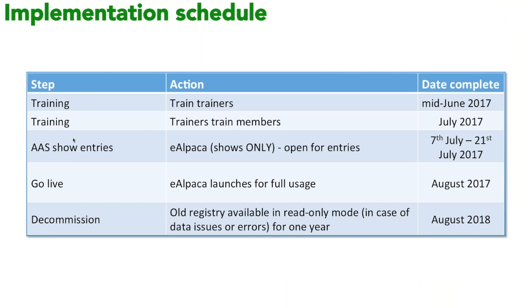In terms of the schedule that we're working towards, we're doing the train the trainer right now. And what we're hoping, as I mentioned earlier, is that you will be able to run a training session with your region in July. And that's just going to prepare people for the go live process in August. In the meantime, members will be using the system between the 7th of July and the 21st of July if they're entering entries into the Australian eAlpaca Spectacular. However, they will only have access to the show entry function in the system. They won't have access to any other part of the system. So that's the only access that they'll have.